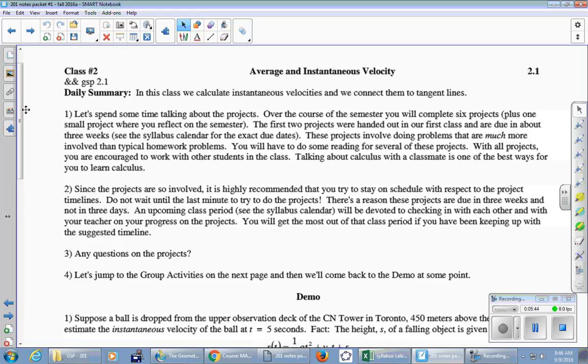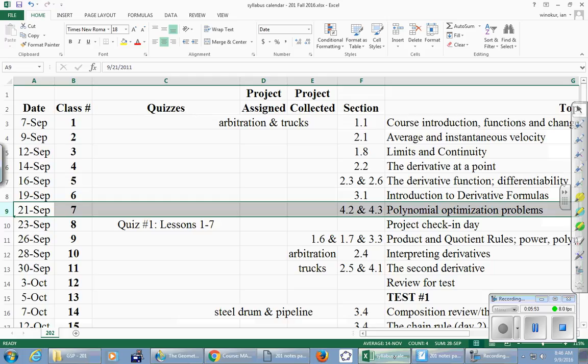Okay, there's no judgment on my part here, but raise your hand. Oh, yeah, Mo. They're due one class apart. It's here on the back of your syllabus. The arbitration project is due September 28th, and the trucks project is the 30th. Okay. Other questions?